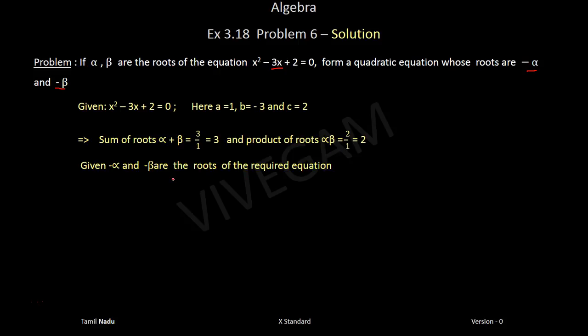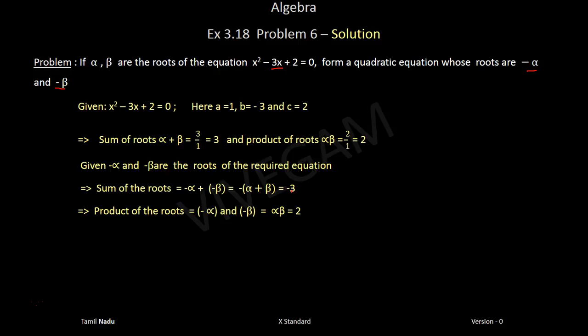Now we are given that the roots of the required equation are minus alpha and minus beta, so we'll have to calculate the sum of the roots, which is minus alpha plus minus beta, or if you take the minus sign commonly out, it is minus into alpha plus beta. Now we know that alpha plus beta is 3, so you can substitute that. So the sum of the roots is minus 3. Product of the roots is minus alpha into minus beta, so this is nothing but alpha beta. Minus into minus will become plus, and alpha beta. And alpha beta value, we know that it is 2, so that can be written down.